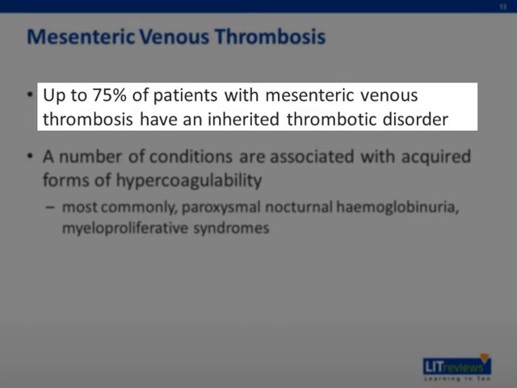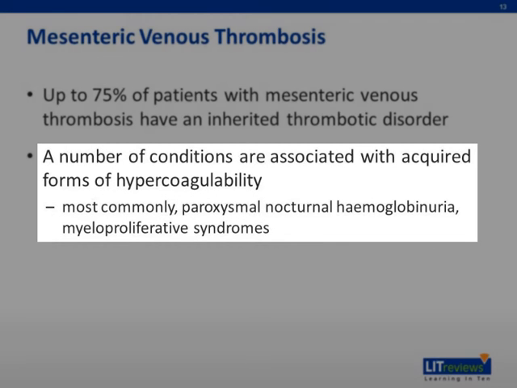Up to 75% of patients with mesenteric venous thrombosis have an inherited thrombotic disorder. This is commonly in the form of factor V Leiden mutation, which is present in about 20 to 40% of patients. There are also a number of conditions that are associated with acquired forms of hypercoagulability. Most commonly, these are paroxysmal nocturnal hemoglobinuria, myeloproliferative syndromes.